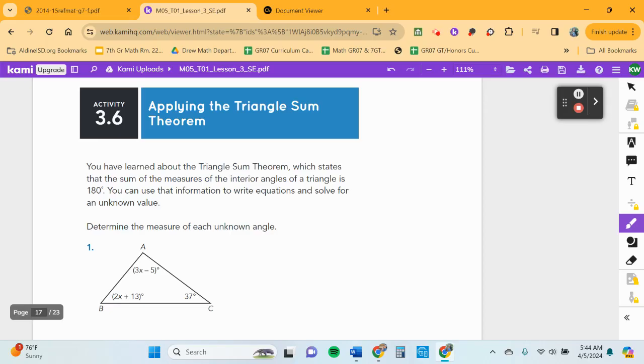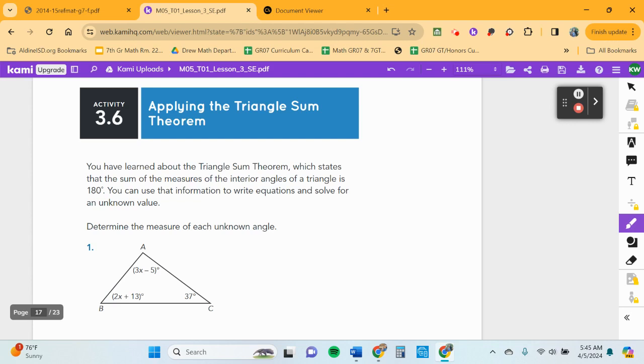Welcome back. This is activity 3.6, applying the triangle sum theorem. Let's get started. You have learned about the triangle sum theorem, which states that the sum of the measures of the interior angles of a triangle is 180 degrees. You can use that information to write equations and solve for the unknown value. Determine the measure of each unknown angle.